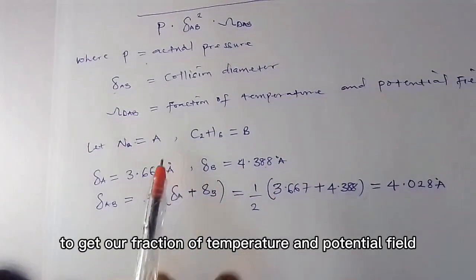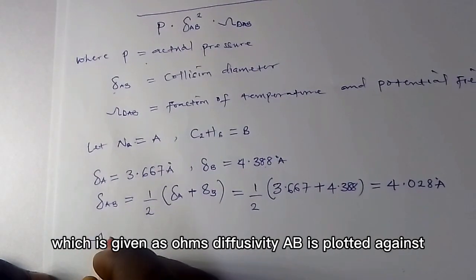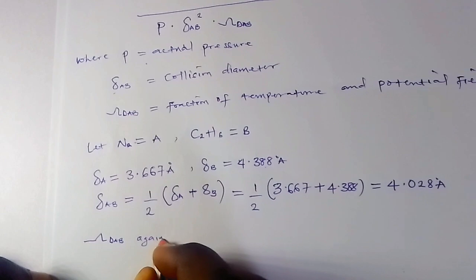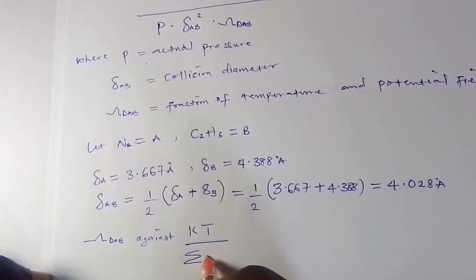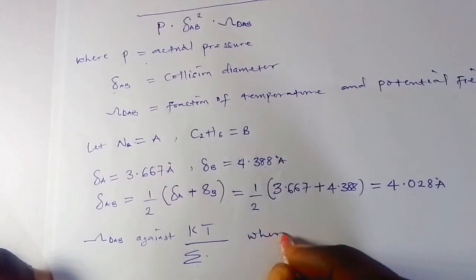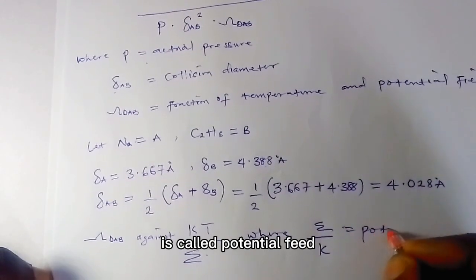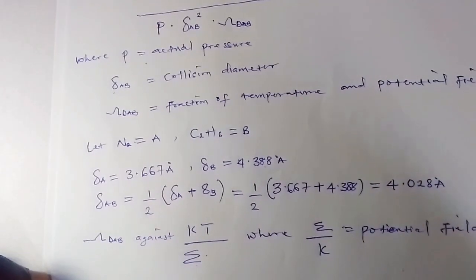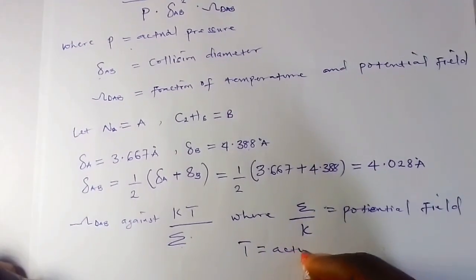So for us to get our function of temperature and potential field, this function, which is given as omega diffusivity AB, is plotted against KT over E, where E over K is called the potential field, and T is temperature, the actual temperature from the question.